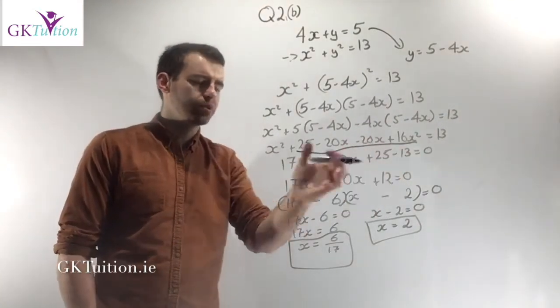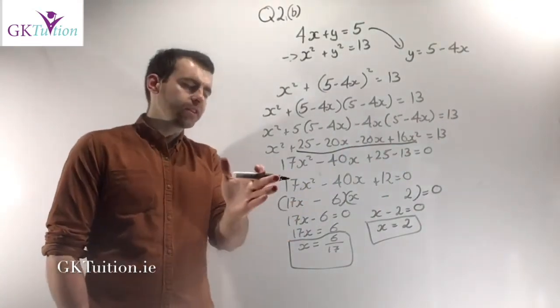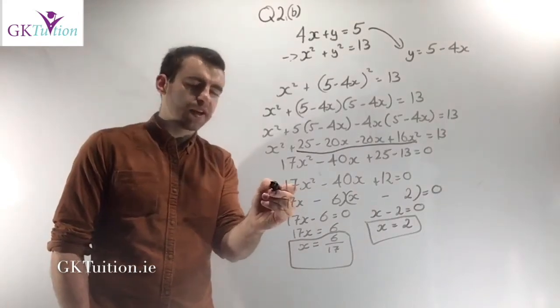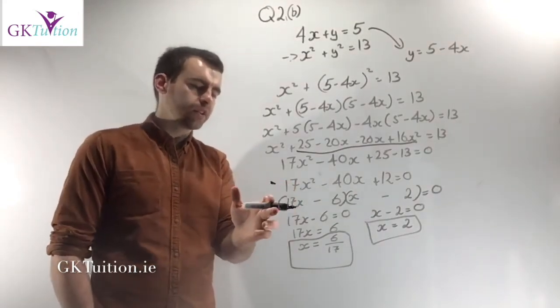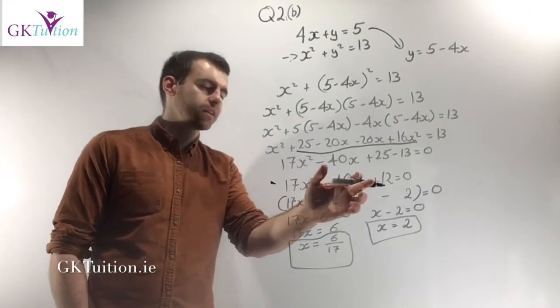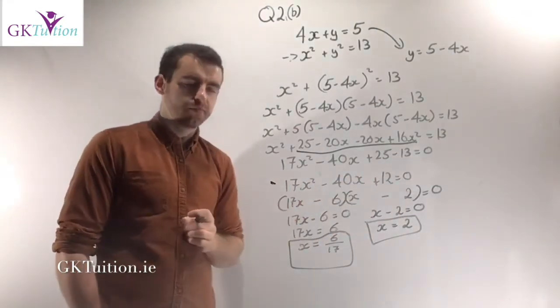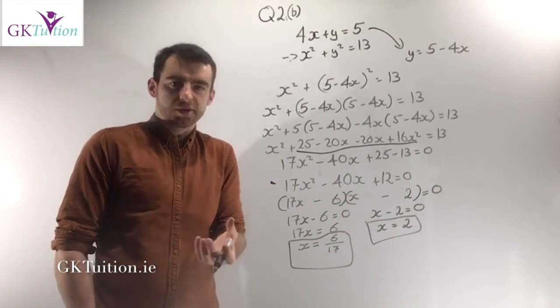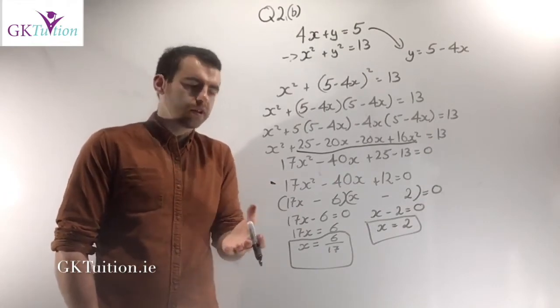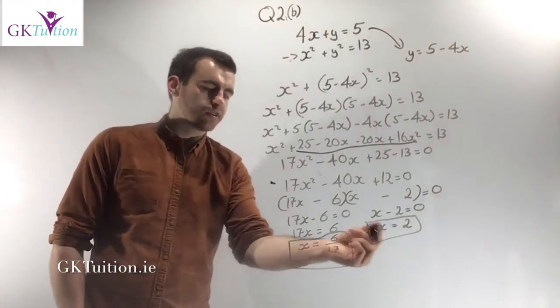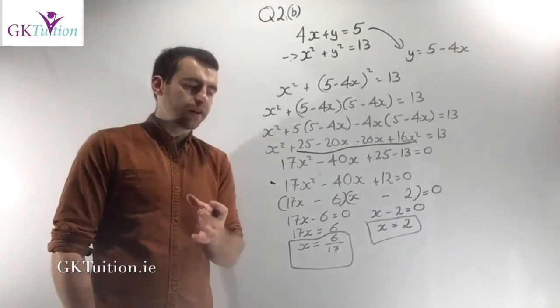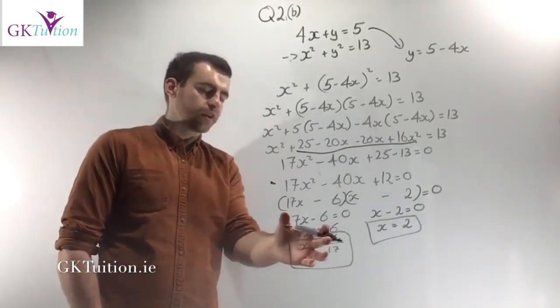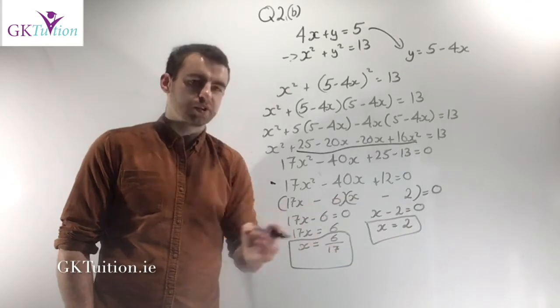25 minus 13 is 12. Now, at this stage, I was left with a messy enough quadratic equation. The factors are 17x minus 6 times x minus 2. If you're not comfortable factorising that out, it's okay to use the minus b formula. You could have used the minus b formula simply to get straight to your answers there, which is fine. But if you factorised and solved it, your values for x are 6 over 17 and x equals 2.